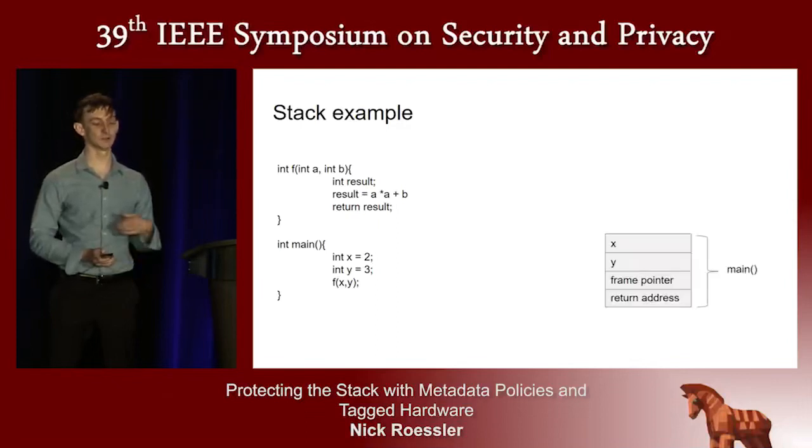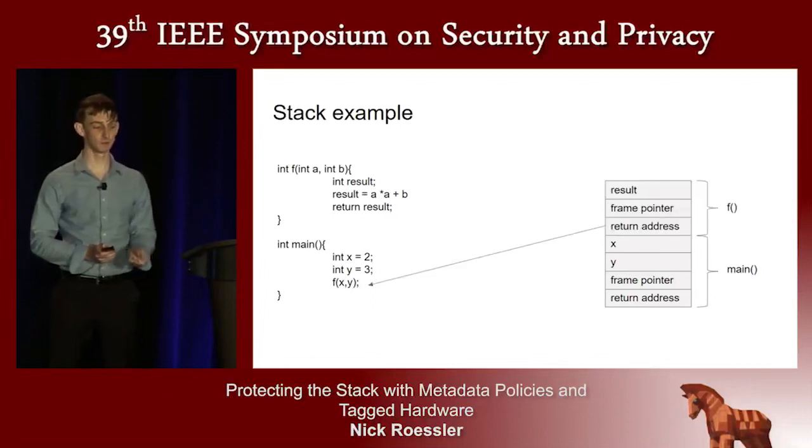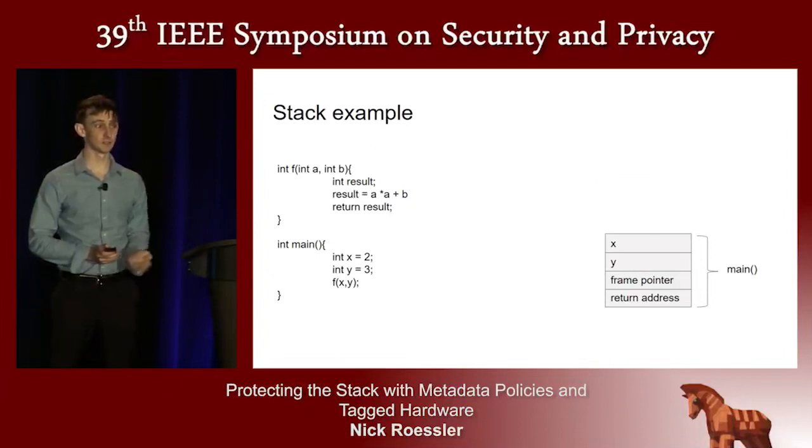Let's assume that our main function is already running. Main will have allocated space for its local variables x and y, as well as its frame pointer and its return address. When main calls f, this causes f to push a new stack frame onto the top of the stack. F will allocate space for its local variable result, as well as its return address and its frame pointer. The return address belonging to f points back into main. When f is finished running, it releases its stack frame and follows its return address, and control resumes back in main. We're now back to where we started after having called f.